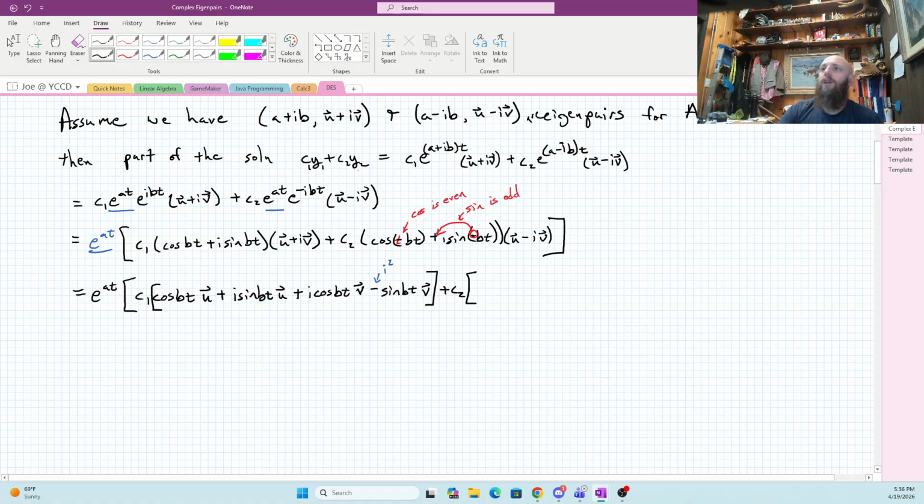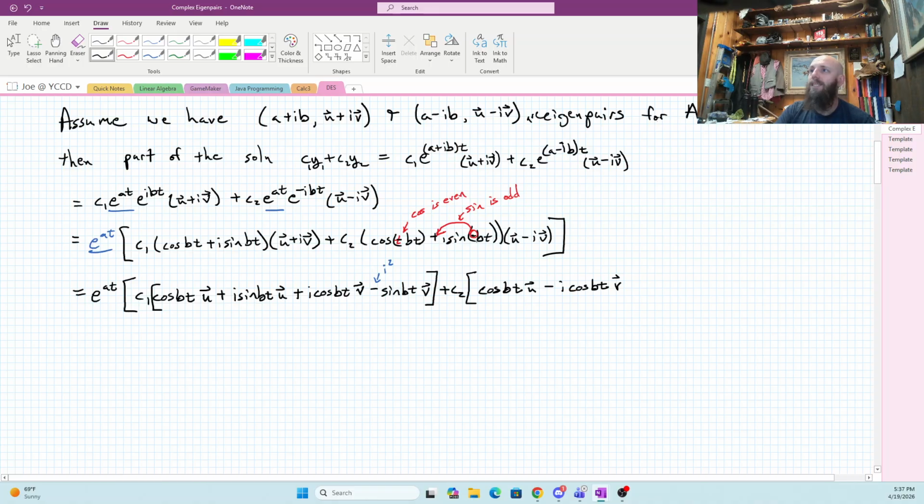Okay, so then we're going to distribute again over here. So we've got a cosine bt times u. We got a minus i cosine bt times v. I don't know why I picked a different order to multiply this one out in. Plus, minus, rather. So that minus sign is from this odd minus sign.